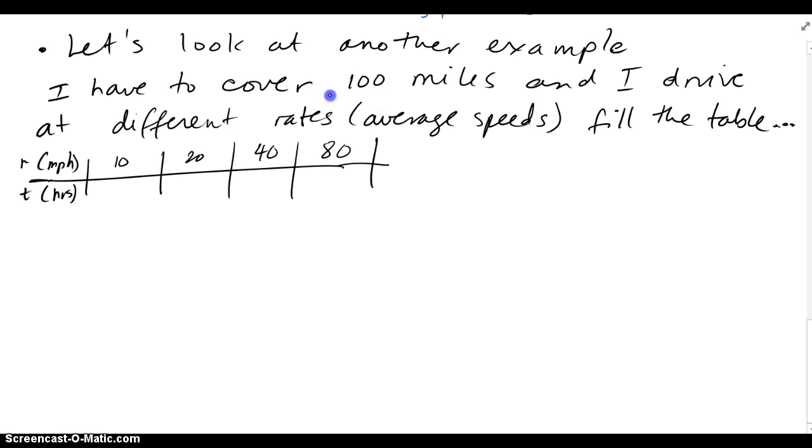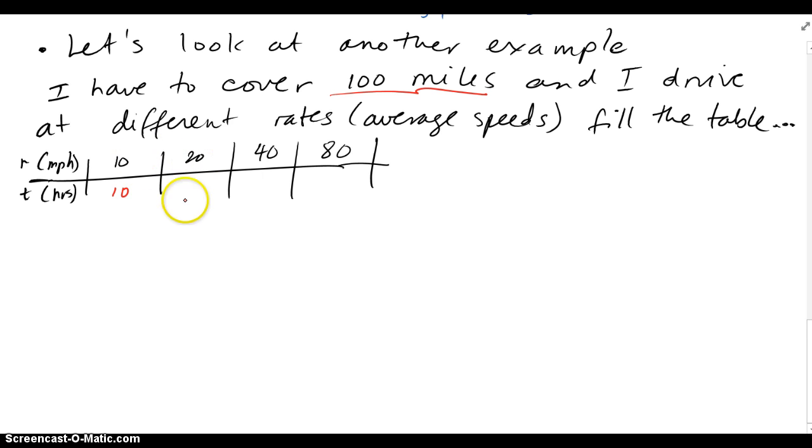I have to cover 100 miles and I drive at different rates or average speeds. Fill in the table based on that idea. So if I'm going at 10 miles per hour, how long does it take me to get to my destination? Well, 100 miles, I'm going at 10 miles per hour, it must take me 10 hours to get there, so that rate times time can give me the 100 miles I'm covering.